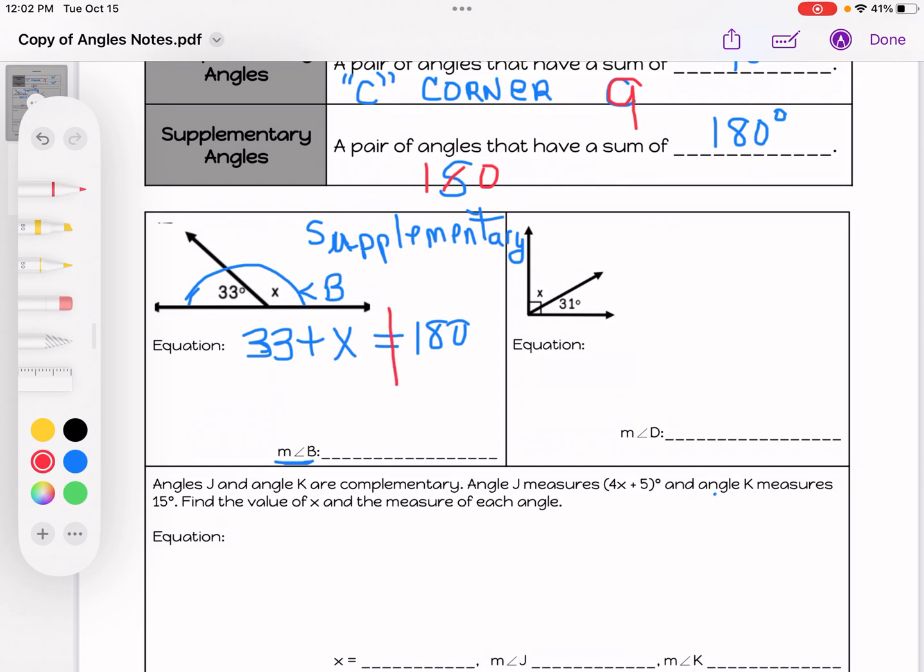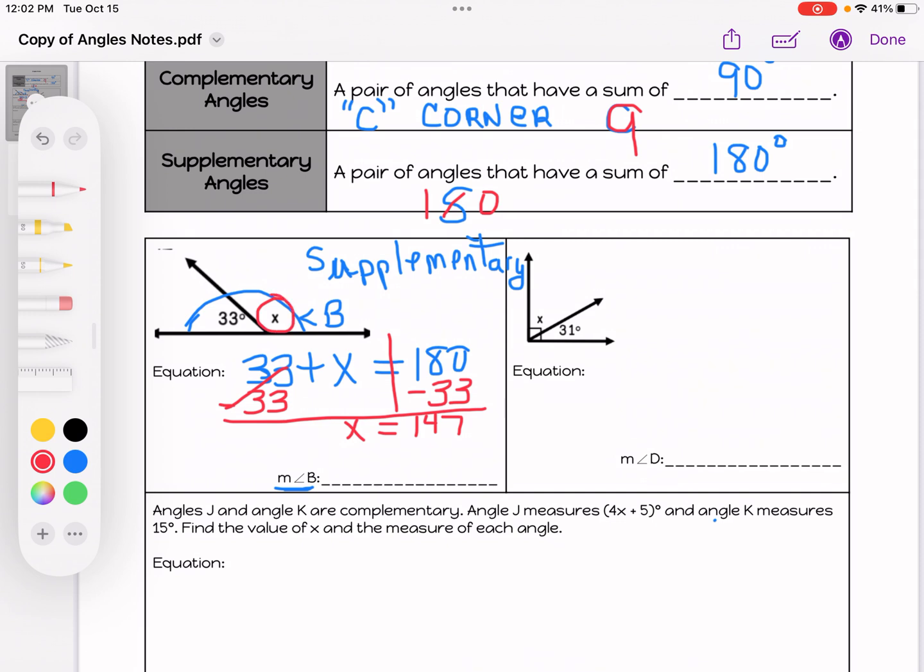If we solve now for X, this is just a one-step equation. All we have to do is subtract 33 and we get X equals 147. Now, because angle B is X, then that's all we have to do. We can say that X and angle B are the same thing. You're going to see in a minute that isn't always the case.